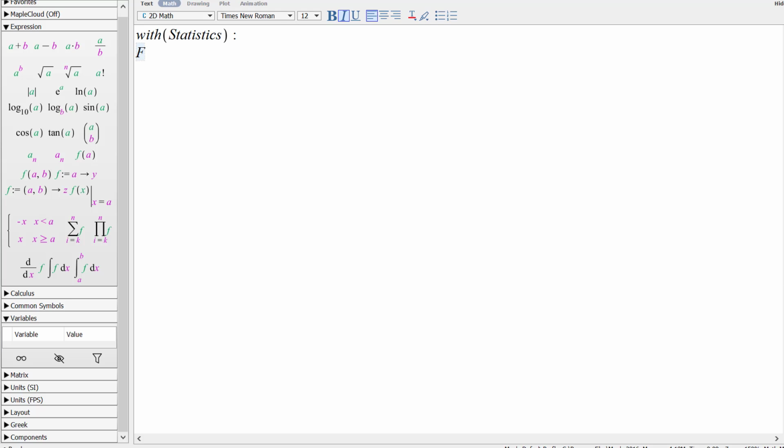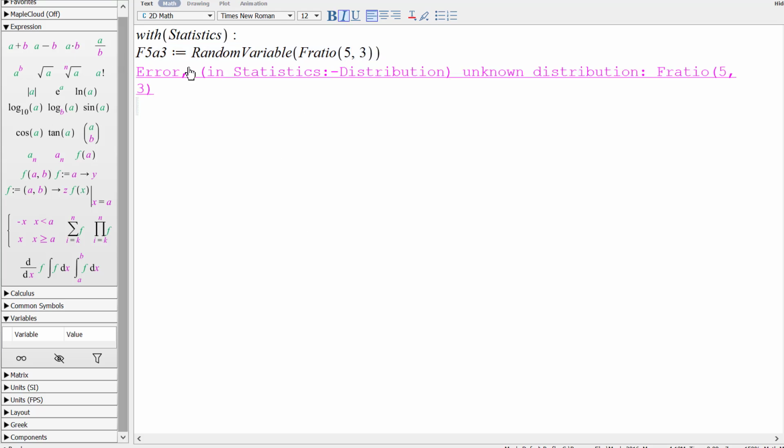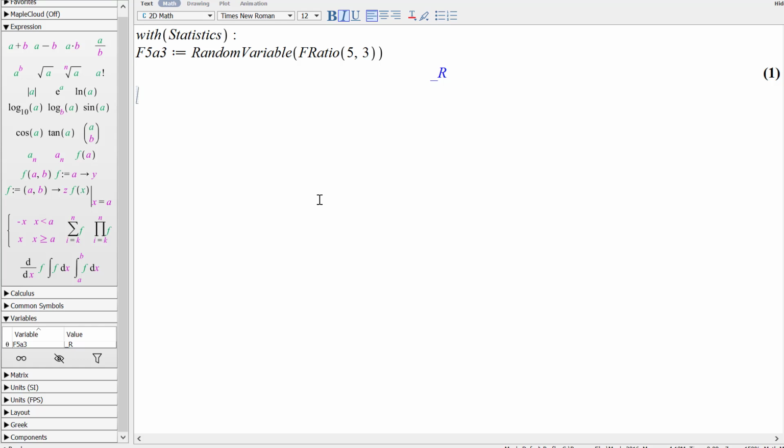So let's do 5 and 3. So let's do F5 and 3 as a random variable. I think it's called the F ratio. Not sure in Maple. And you do the degrees of freedom 5, 3. Maybe FRatio with a capital R. Yep. It has a pretty complex PDF.